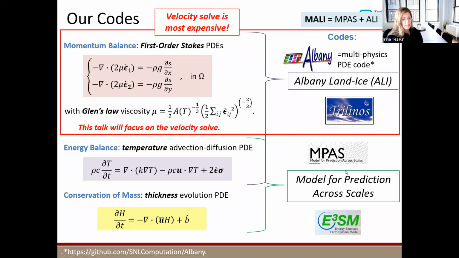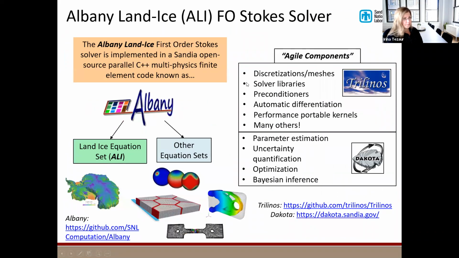I'll say a few words about each of these codes on the next couple of slides. The focus of this talk is going to be on this OLI piece and the velocity solve, because this is really the most expensive part. This is the part that most of our work has gone into, and it's the part you need to get as scalable and as fast as possible, because it's really the bottleneck of running the coupled simulations. So just a few words on each of these codes.